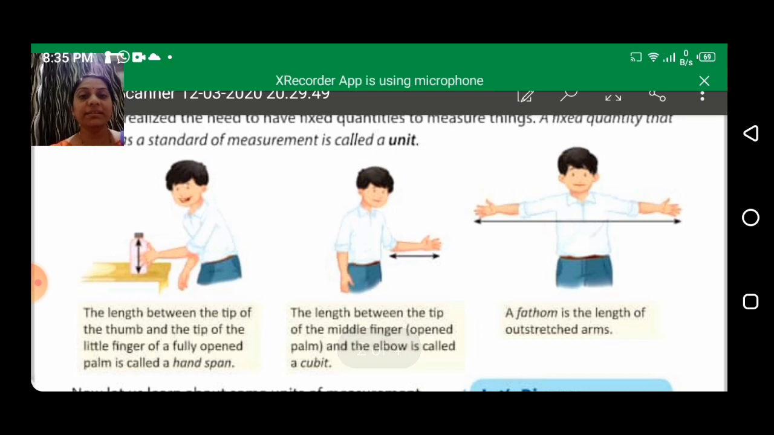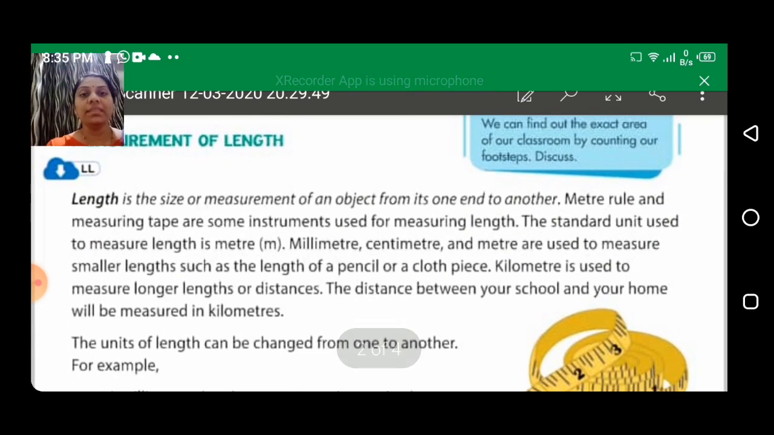We can see over here, with finger, the boy is measuring a bottle. So it's a handspan. Then the length between the tip of the opened middle finger and the elbow is called a cubit. A fathom is the length of outstretched arms. So it varies from person to person. Then after that people decided some fixed measurement units. So we have to learn this measurement of length.